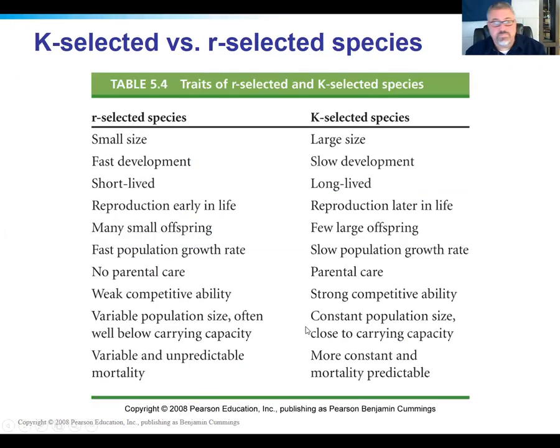Both have their upsides. This is a good table here. Both have their downsides too. R-selected: small, fast development, short-lived, reproduces early, lots of offspring. Think about how a mouse can have a baby at like day 30 of its life. That's crazy. No parental care, weak as far as competitively. Population goes up fast. K species: pretty much large, slow to develop, long-lived, reproduce later in life, very few offspring, slow population growth. This is highly big right here, parental care, right? This is us. This is birds. Yeah, K species.